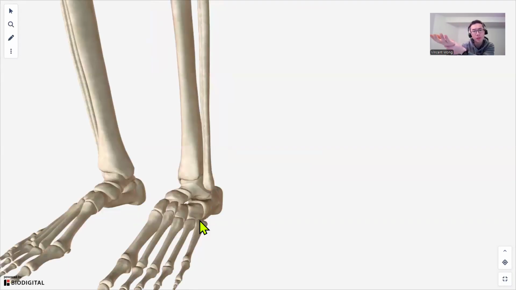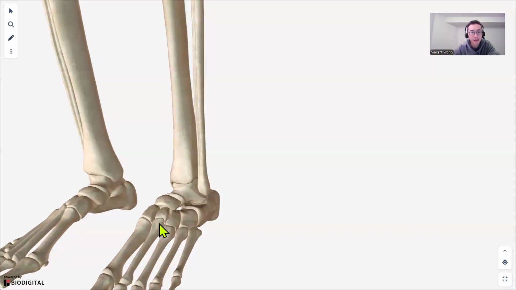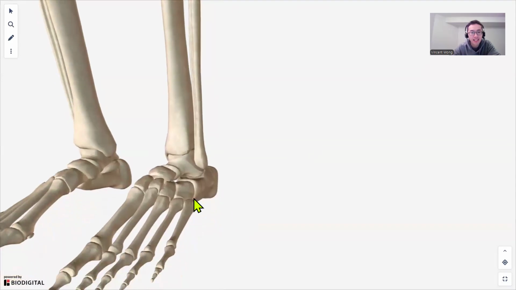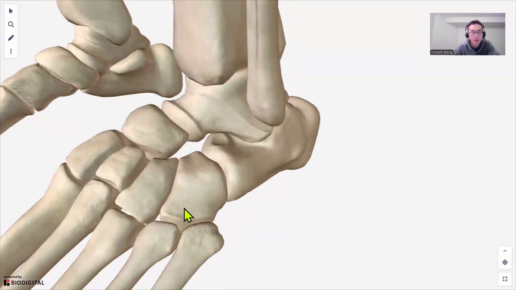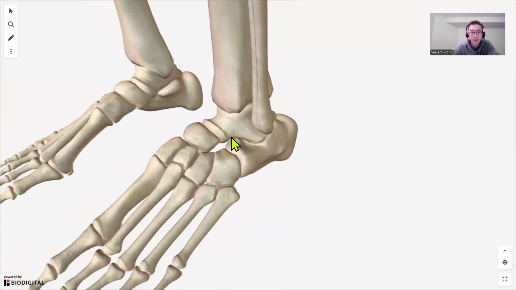How many carpals do we have? Do you remember? Anybody from last class? There are 8 carpals, and at the foot there are similar bones, but we don't call them carpals anymore. We call them tarsals, and there are 7 of them. One, two, three, four, five, six, 7. So 7 tarsals.